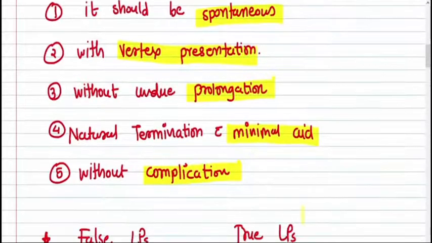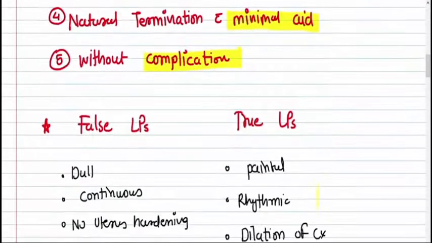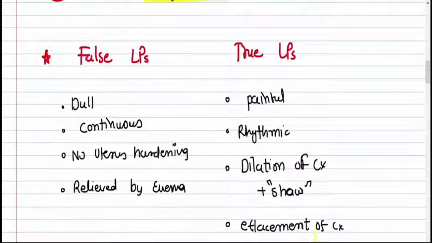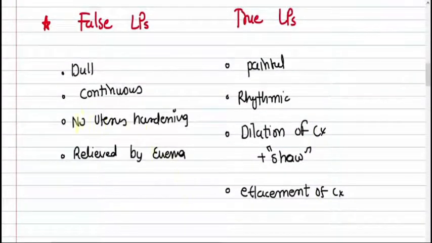Now let's understand the very important difference between false labor pains and true labor pains. The false labor pains are dull, continuous, no uterine hardening is seen, the cervix is not dilated and not effaced, and those kinds of pains are generally relieved by an enema. While the true labor pains are painful and rhythmic, dilatation of the cervix and show are there, and effacement of the cervix is seen. So this is called true labor pains.